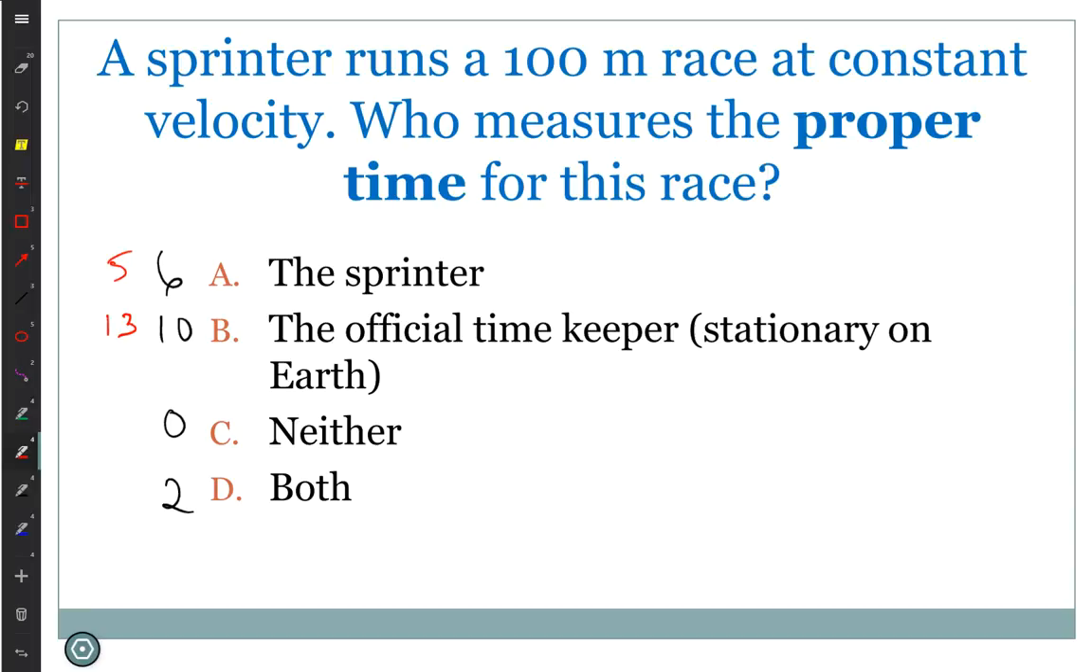The sprinter's reference frame has those at the same location. And so it's actually going to be the sprinter who measures the proper time. Now, we can go through and do the calculation. Which calculation are we ready to do here?